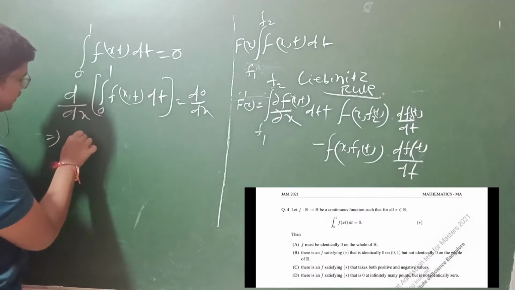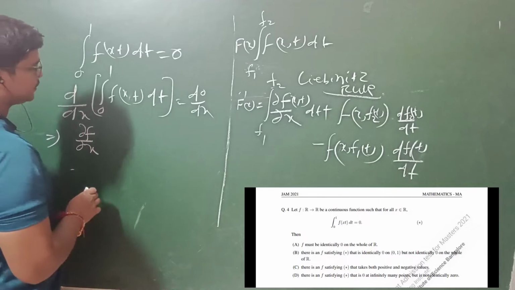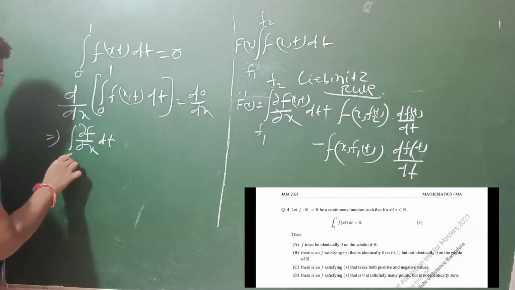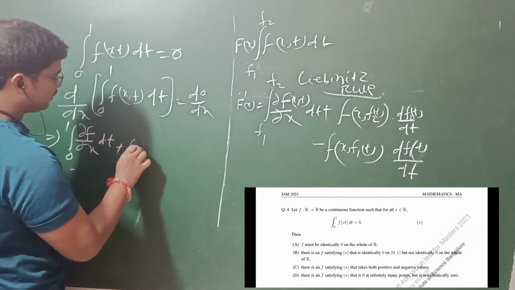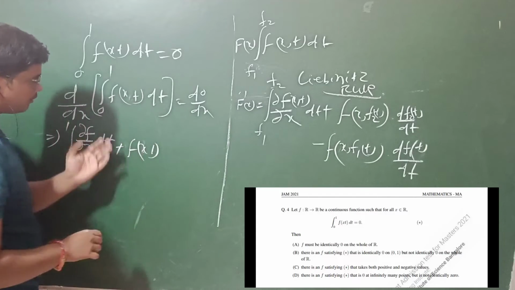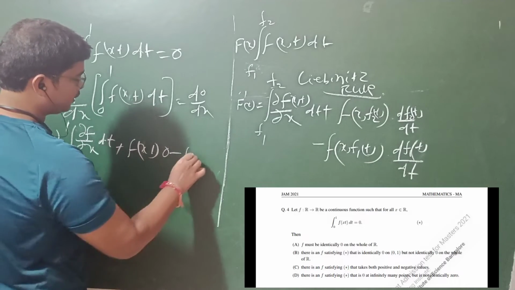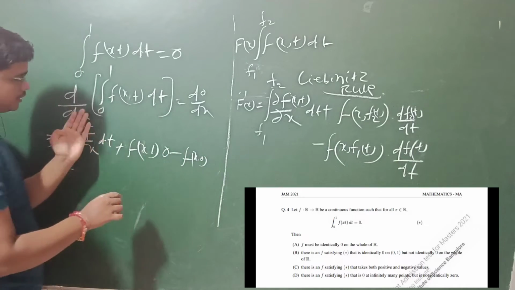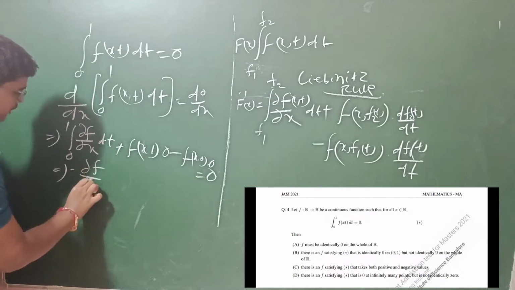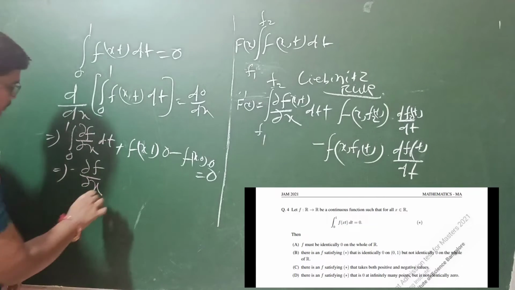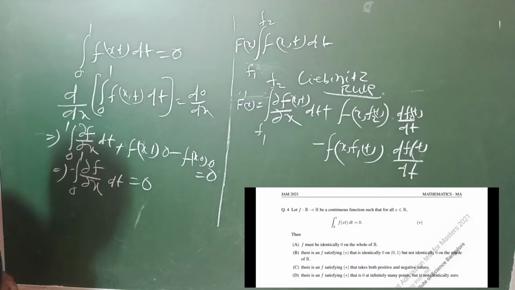So by this rule, its derivative is the integral from 0 to 1 of del f by del x dt, plus f(x, 1) times derivative of 1, which is 0, minus f(x, 0) times derivative of 0, equals 0. This implies the integral from 0 to 1 of del f by del x dt is also 0.